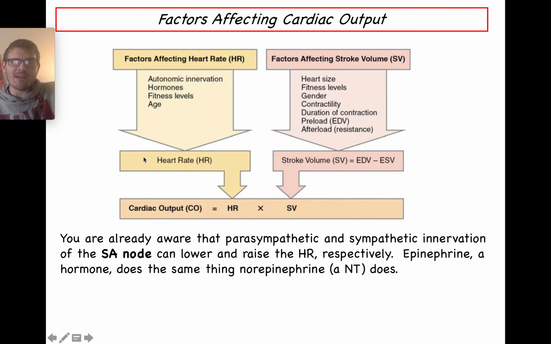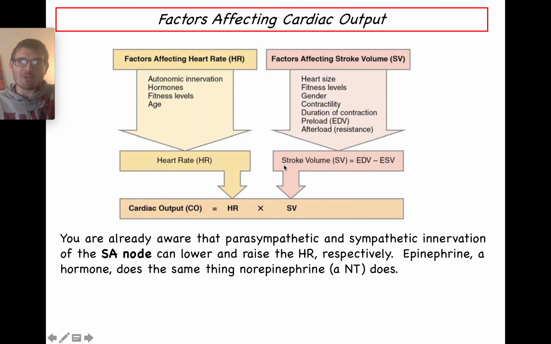So you can see here your heart rate can be influenced by things like your age, your fitness level. So very well-trained athletes tend to have very low resting heart rates, and hormones. But the most important one that we are going to talk about is autonomic innervation. Of course, we have talked about how the parasympathetic division will lower your heart rate and the sympathetic division will raise your heart rate. And that's really all we will talk about with regard to heart rate.